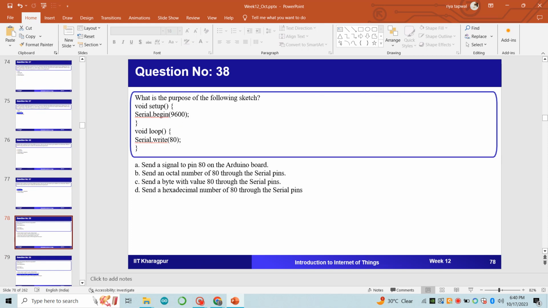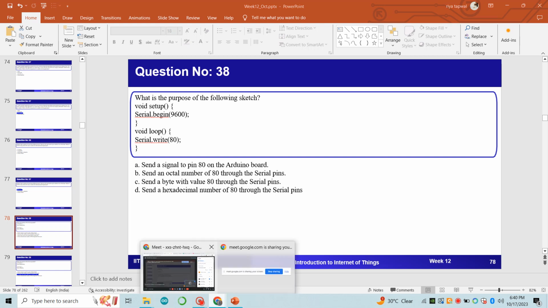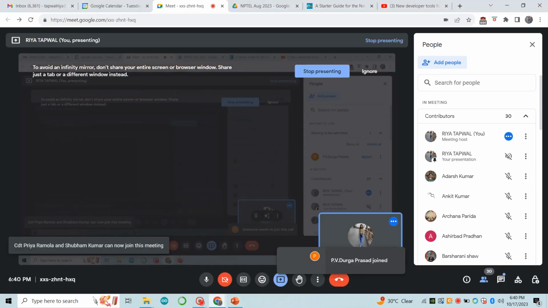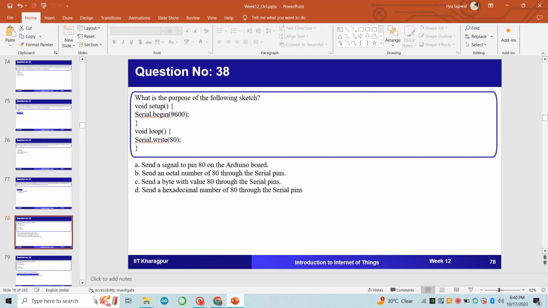Next question: what is the purpose of the following sketch? This is the sketch given: void setup, Serial begin 9600, void loop, Serial write 80. Option A, send a signal to pin 80 on the Arduino board. B, send an octal number of 80 through the serial pins. C, send a byte with value 80 through the serial port. D, send the hexadecimal number of 80 through serial pins.